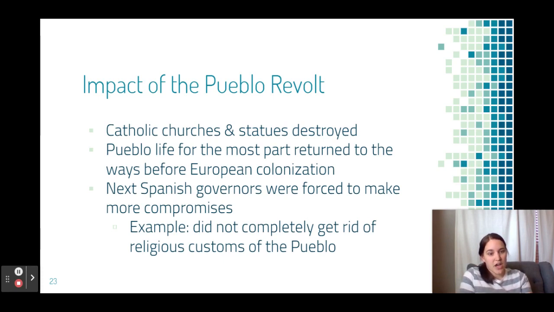The next Spanish governors who do come in and take over, 12 to 14 years later, end up being forced to make some compromises. So they accommodate some of the requests of the Pueblo instead of that tight rule with an iron fist that was taking place before. So the Pueblo were able to maintain a lot of their religious customs even 15 years later.